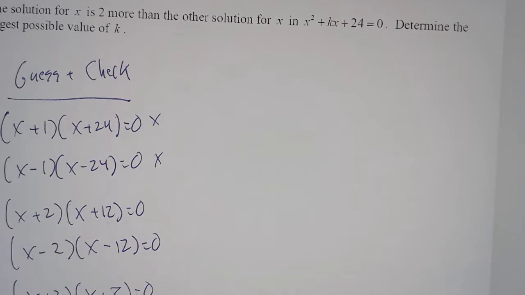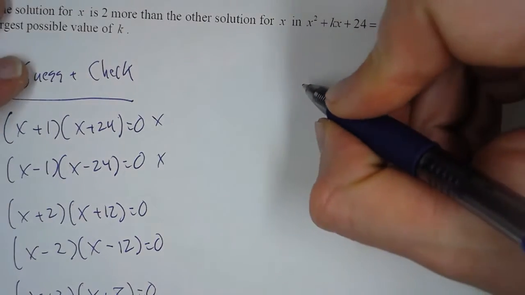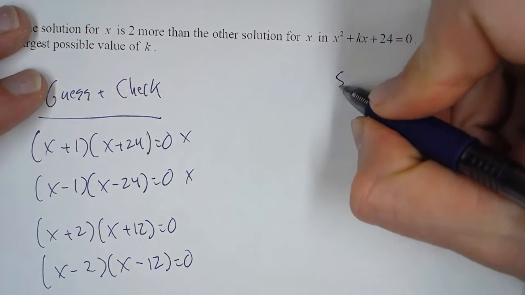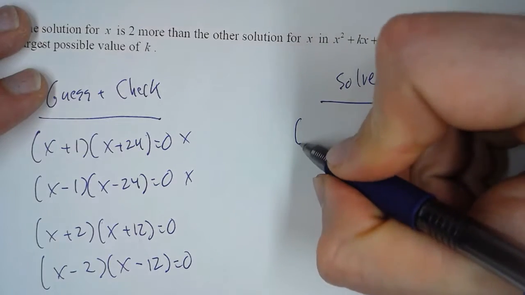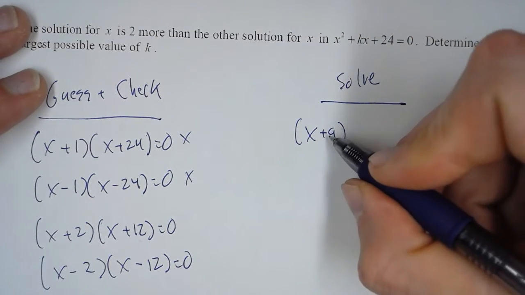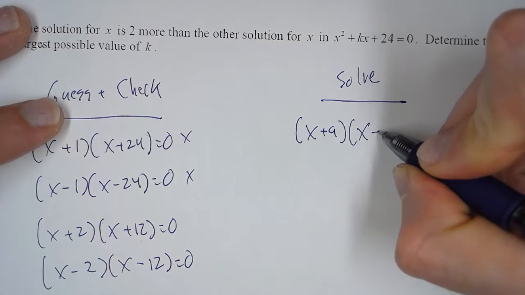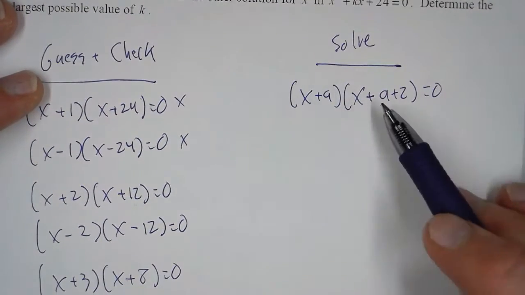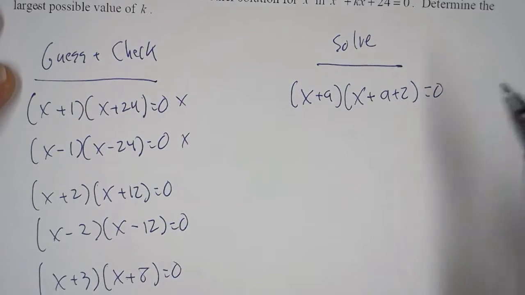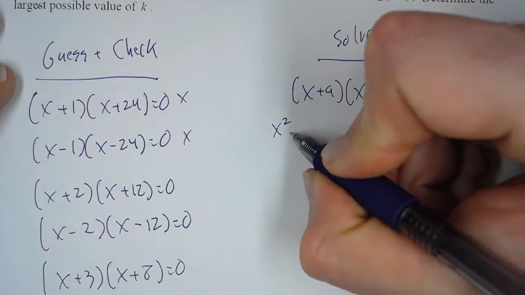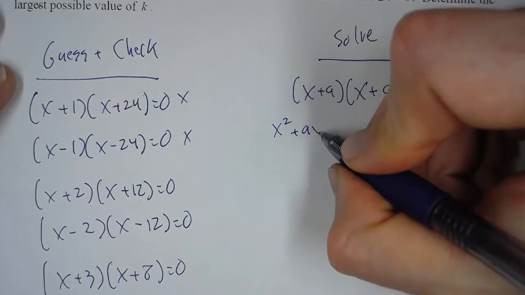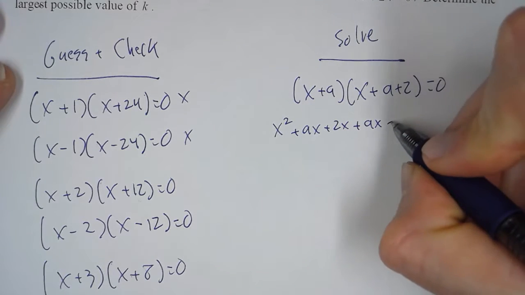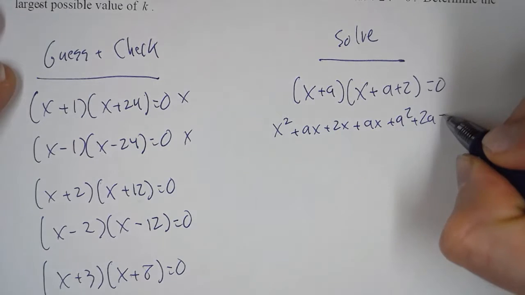Now, there's another way you can more directly solve it, and that is to say, all right, we know there are two solutions and we know one is bigger than the other. So, we're going to say, all right, x plus a. Now, a is one of our solutions, and the other solution is x plus a plus 2. All right, now if we expand this out, first I'm going to multiply x onto everything. So x squared plus ax plus 2x. Then I multiply a onto everything. Plus ax plus a squared plus 2a equals 0.